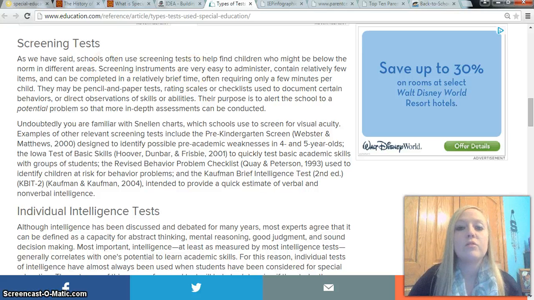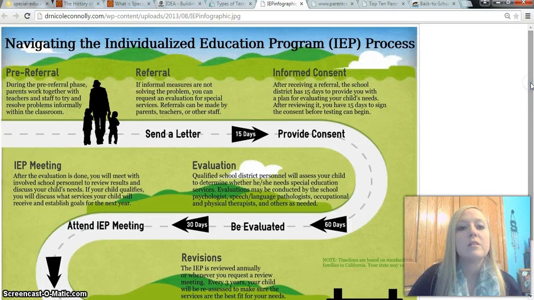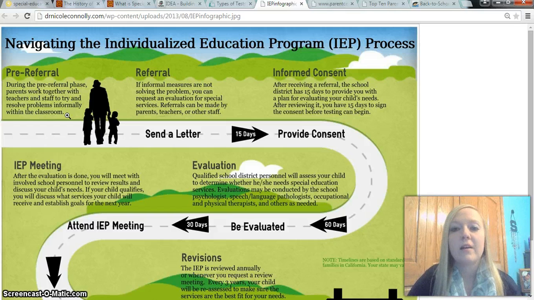So the individual education program, this picture does a good job of describing navigating the IEP process. I will state a few of the steps, but really concentrate on explaining the really big ones. So first, pre-referral, which is where parents work together with me or other teachers and staff to try to resolve problems informally in the classroom. So not such big ones, but maybe ones that might need a referral later down the road.